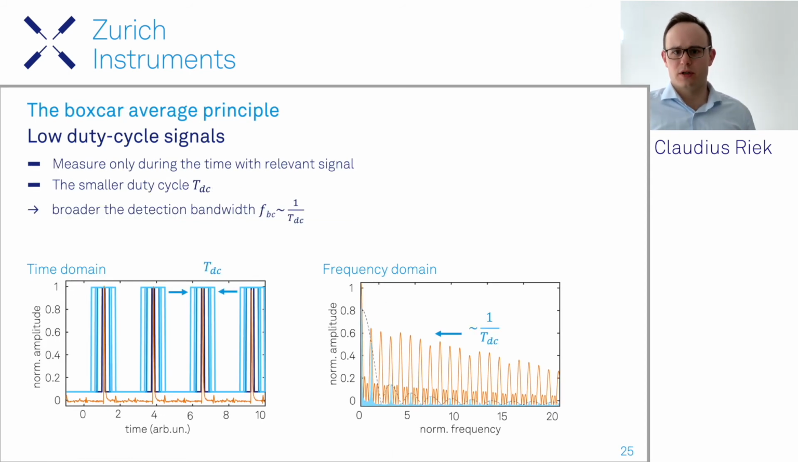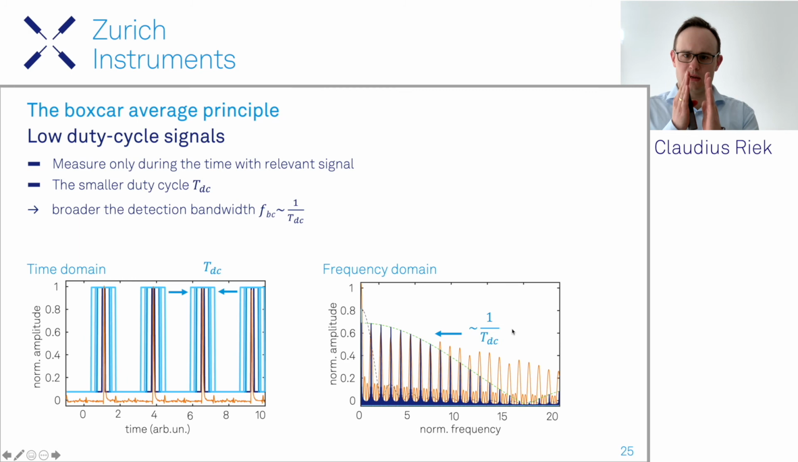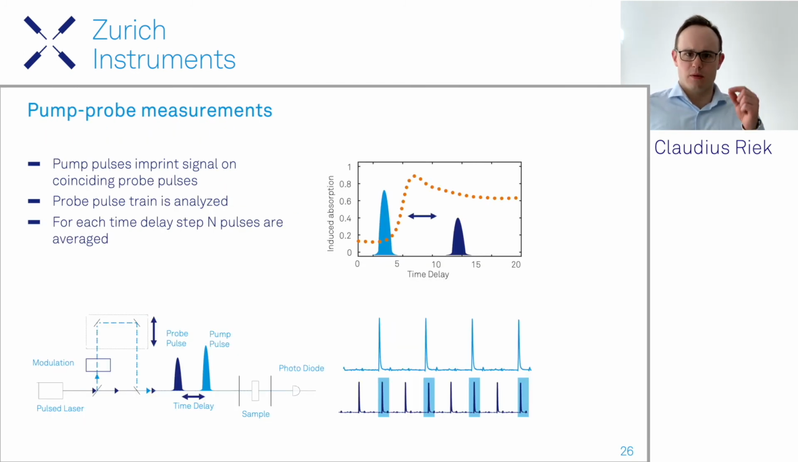The boxcar averager, on the other hand, measures only during a very short relevant time when the signal is high, and the smaller the duty cycle, the further this spans out in frequency. And so if we make the boxcar window smaller, we extend it in frequency and pick up more signal at higher frequencies.